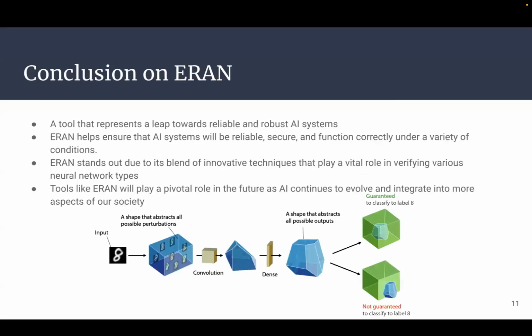In conclusion, ERAN represents a significant leap forward in the quest for reliable and robust AI systems. Its ability to analyze and verify neural networks across a range of architectures and conditions positions it as an indispensable tool in the deployment and validation of AI models. As AI continues to evolve and integrate into more critical aspects of our society, tools like ERAN will play a critical role in ensuring these technologies can be trusted and relied upon.